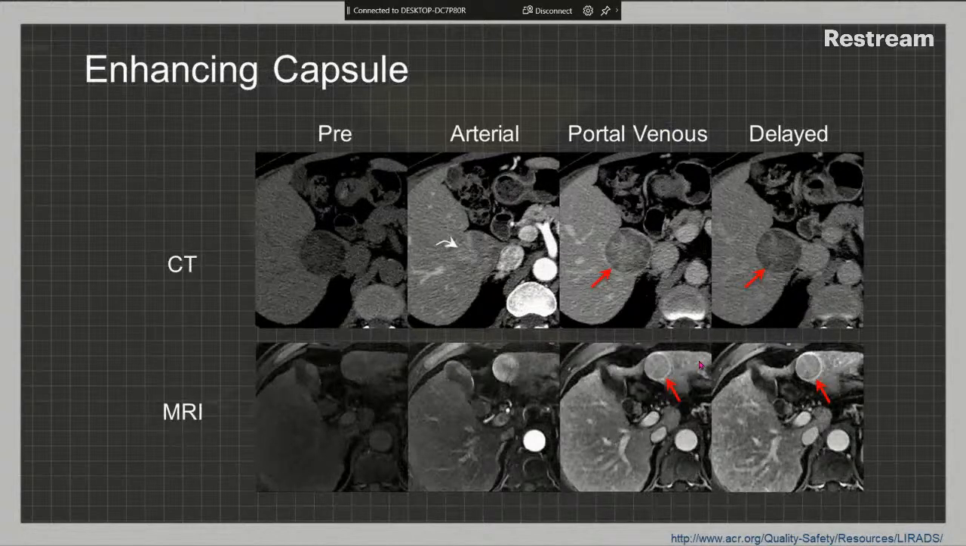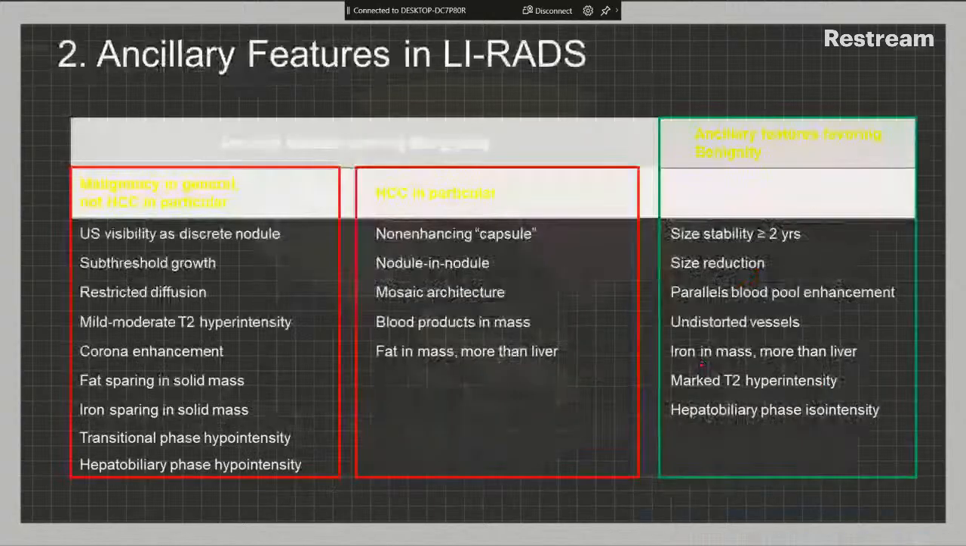Capsule, personally, I also have some doubt actually, because some are saying that it is not a true capsule, it's a pseudocapsule. It sometimes enhances on delayed phase, not in early arterial phase. This is the enhancing capsule.